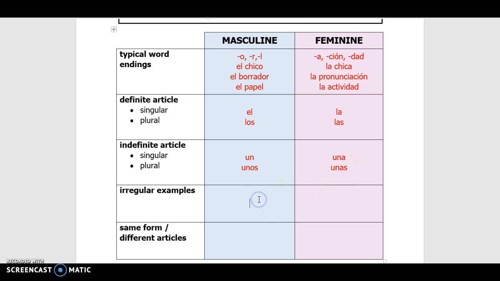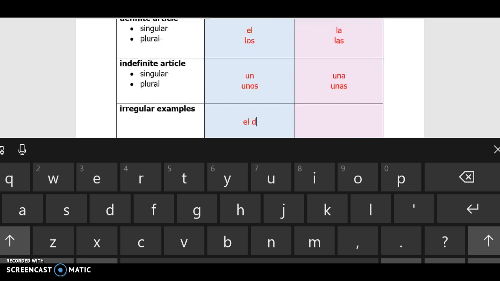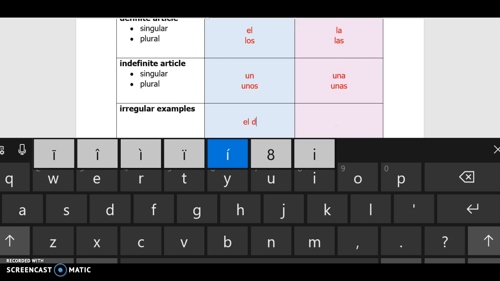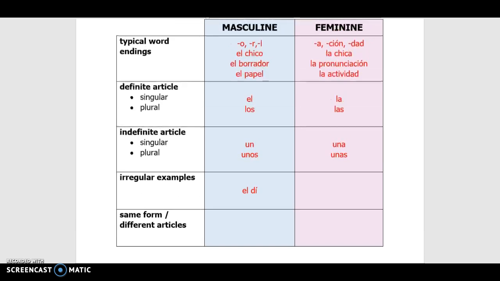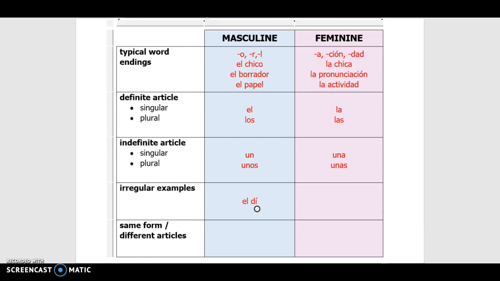We know there are exceptions to every single rule. So there are masculine nouns that end in what would be considered a feminine ending. For example, one you're very familiar with, el día. Accent mark on that. Let's throw that in there. Okay, slide this down a little bit. So el día ends in an A, but it's masculine.